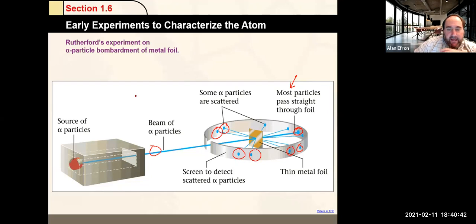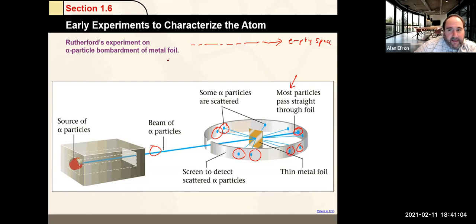So, if we think about the ones that just sailed through with no problem, that means that they had to hit something that was nothing, basically, right? Otherwise, they would have gone one way or the other. But because they sailed through with really no deflection, there's really nothing in their way, sort of empty space, right?